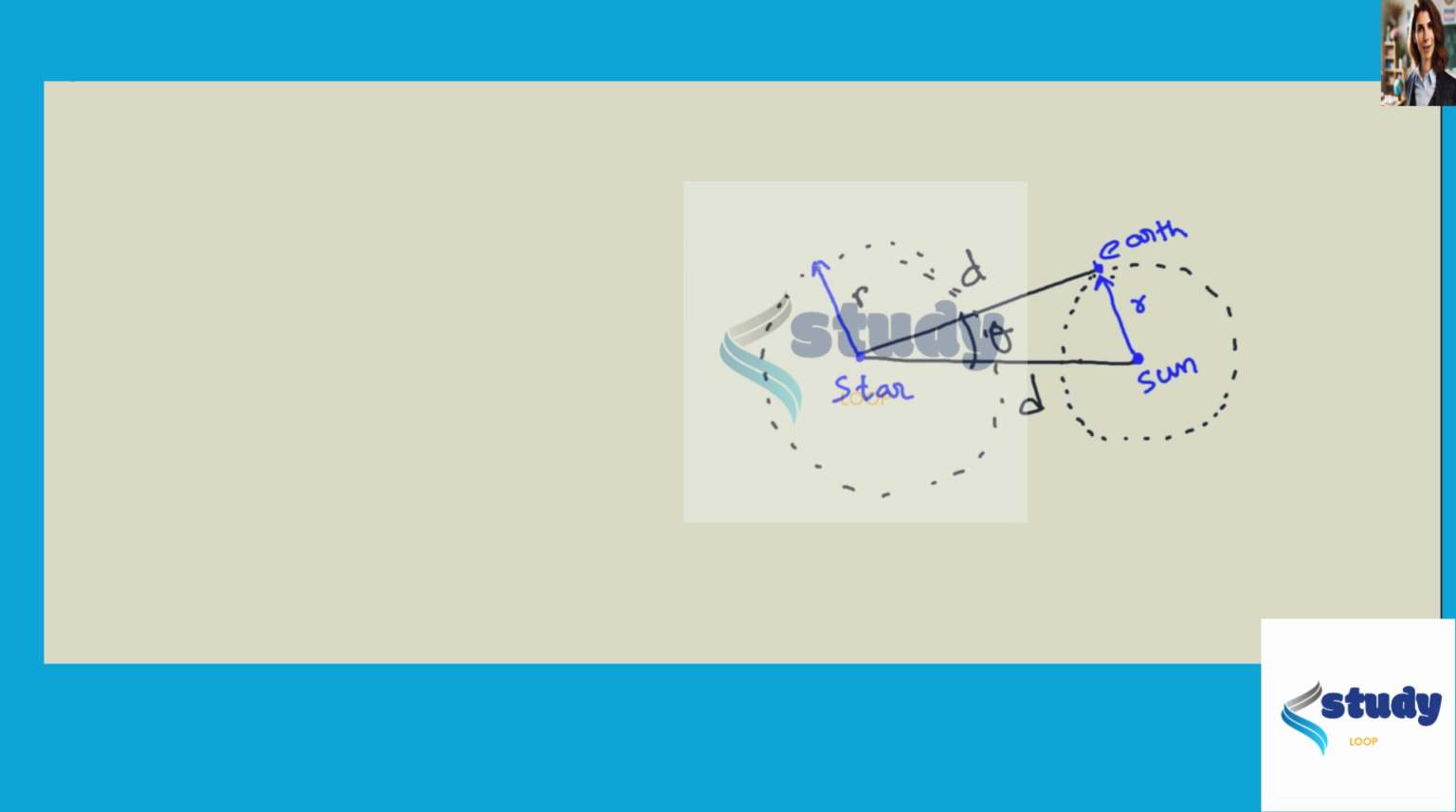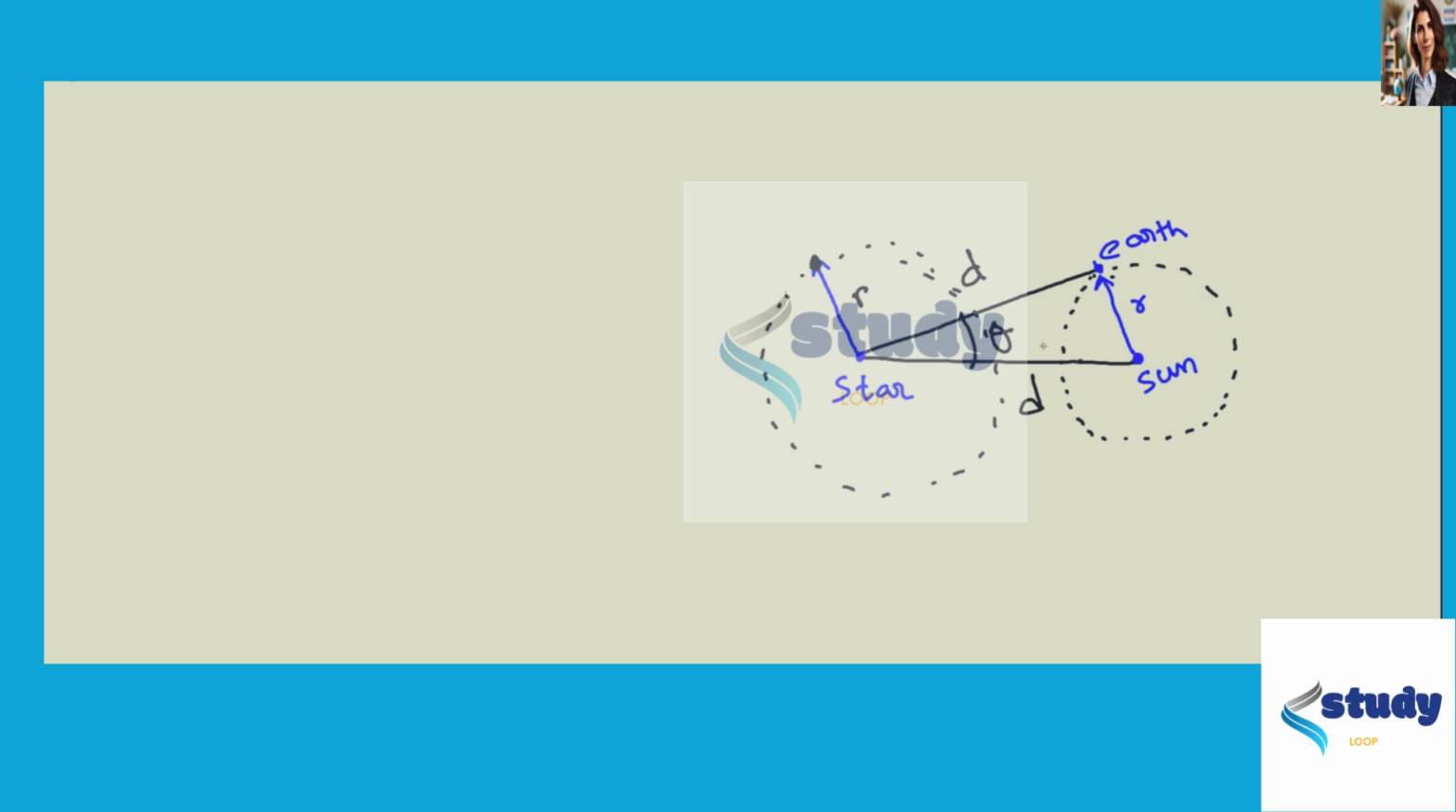So if we look at the diagram over here, we see that we have a star and then we have a planet. So let's mark this. That's the planet of that star, and the distance between the star and the planet is r, which is the same as the Sun-Earth system.